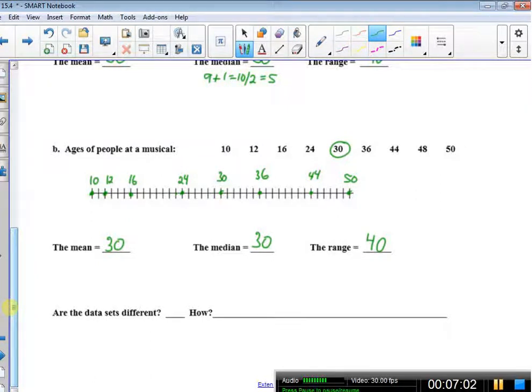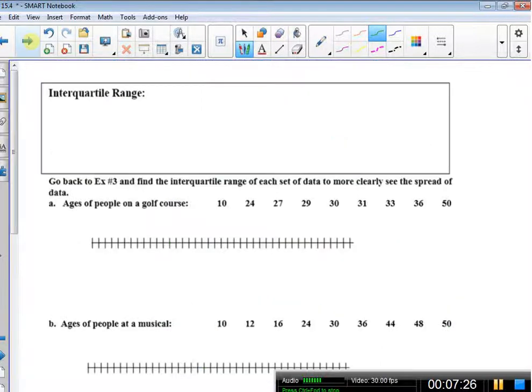Are the data sets different? Yes. I would say that the musical ages are more spread out. Can you tell that, though, from the medians, means, and range? No, they are all the same. So that brings us to another form of dispersion, which is the interquartile range. The interquartile range depends on the first and third quartiles.